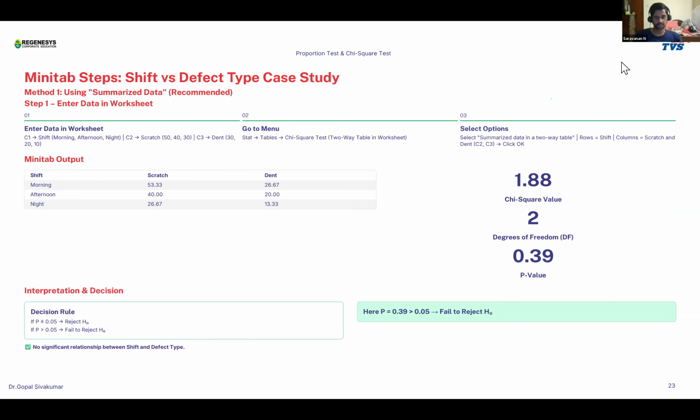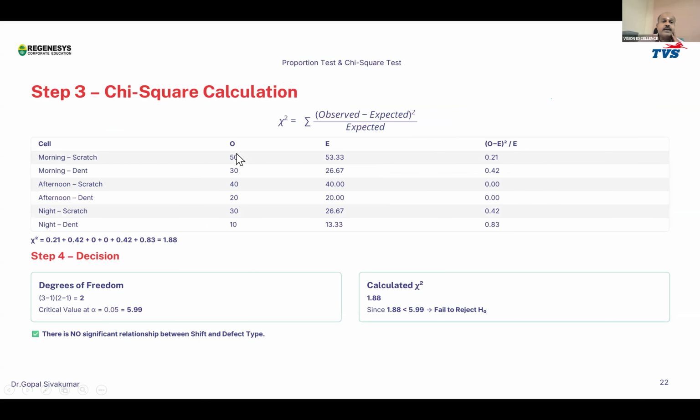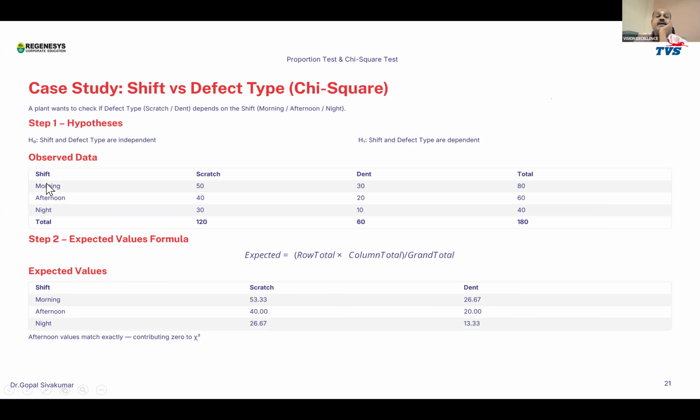Here is step 3. See here, chi-square calculation. What is chi-square calculation? This is a symbol for chi-square. What is written here? Summation of observed minus expected, the whole squared, divided by expected frequency. The observed morning scratch, morning dent, afternoon scratch, afternoon dent, night scratch, night dent. The values are available here, right?